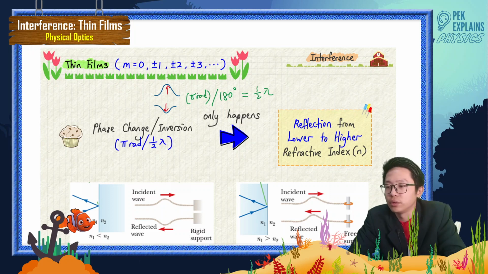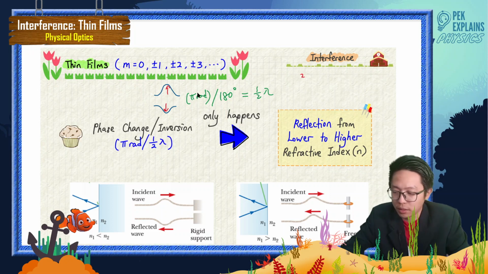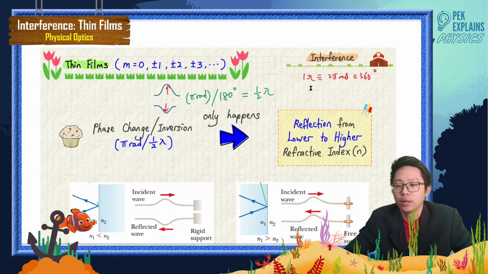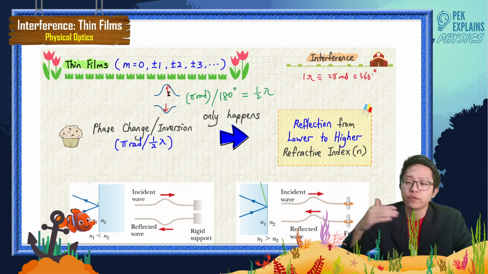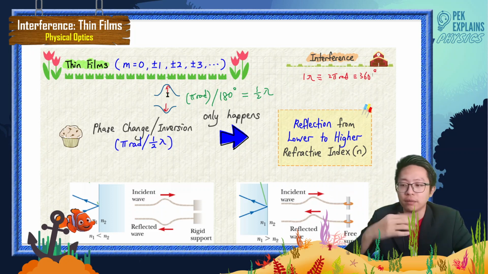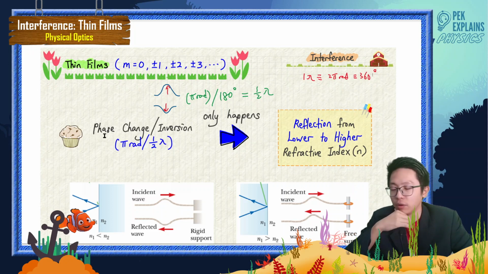Because we know 1 lambda is equivalent to 2 pi radian or 360 degrees. Yeah, 1 lambda is 2 pi radian or 360 degrees. So half lambda is pi radian. Okay, so if inverted from going upside to down, that's pi radian of half lambda, and we call it phase change of pi radian or half lambda.